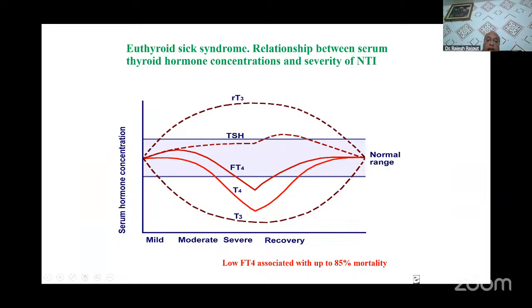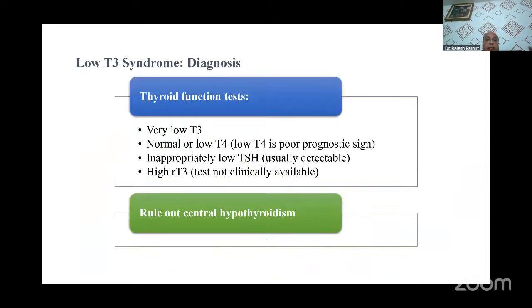T4, TSH are reduced. Remember, if you are seeing a patient with low FT4, it is associated with more than 85% mortality. One important thing is to rule out central hypothyroidism. Therefore, measure cortisol level in such patients. If this is central hypothyroidism, cortisol will also be low. Otherwise, in a critically sick patient, cortisol levels are high.